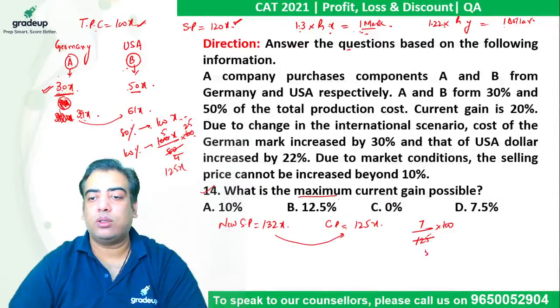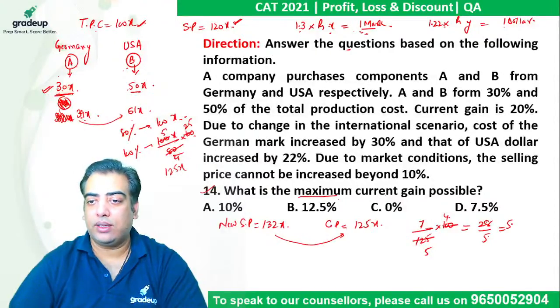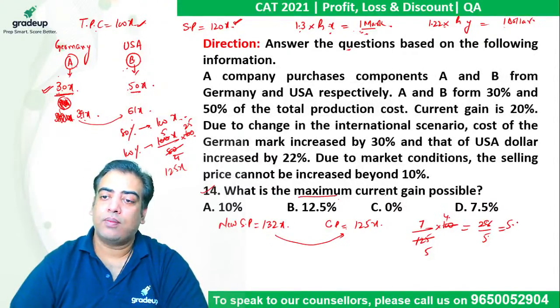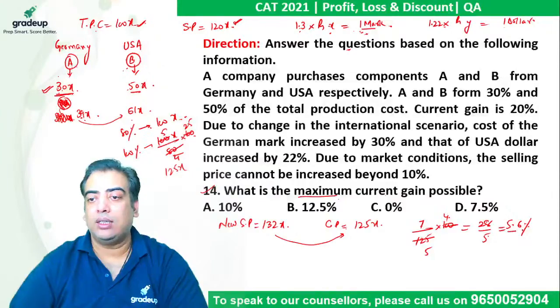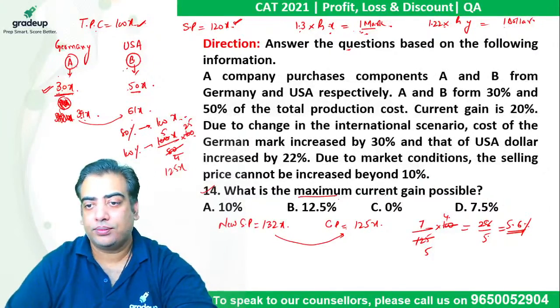So 25 into 5, 25 into 4, 7 into 4 is 28 upon 5%. So 5 5s are 25, leftover is 30. So 5 6s are 30, answer comes out to be 5.6%. Anyhow, again, options are wrong here. So please check it out.